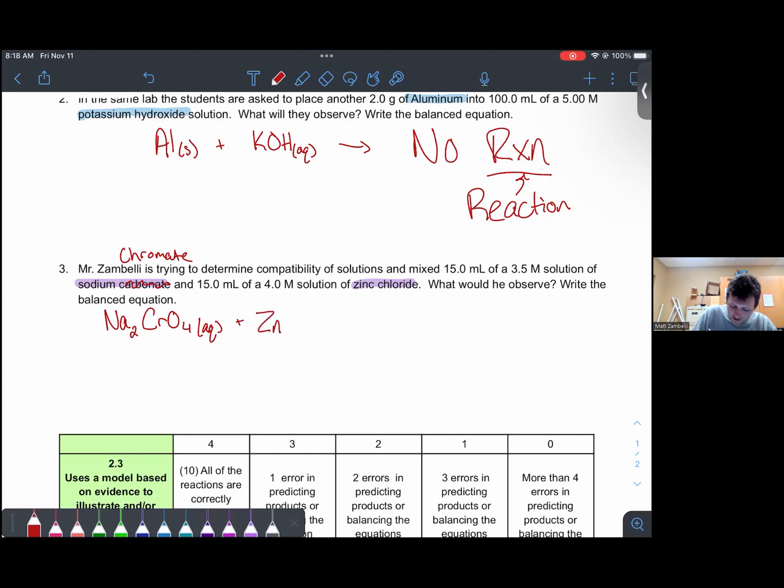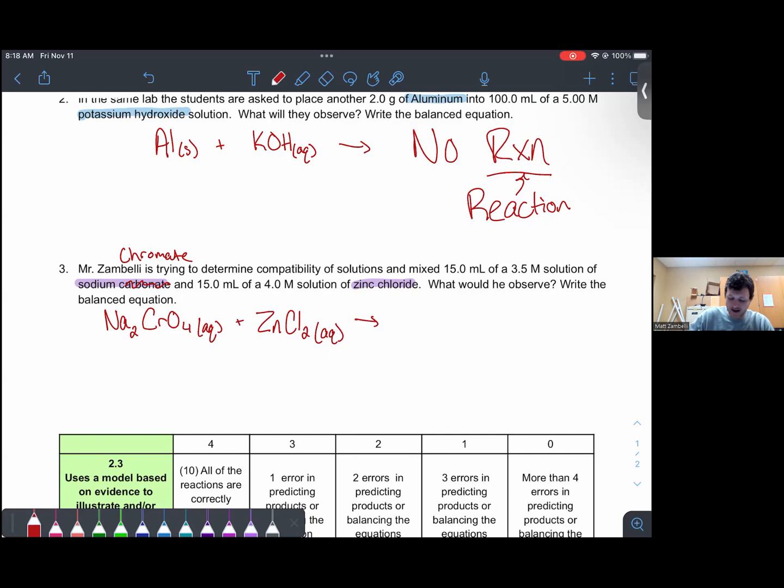So zinc chloride is Zn with a +2 charge and Cl with a -1. So it's ZnCl2, and it's also an aqueous solution. All right, when we react those together, it's a double replacement because we have two compounds, so the metals are going to switch spots. So the sodium and the zinc are switching spots.